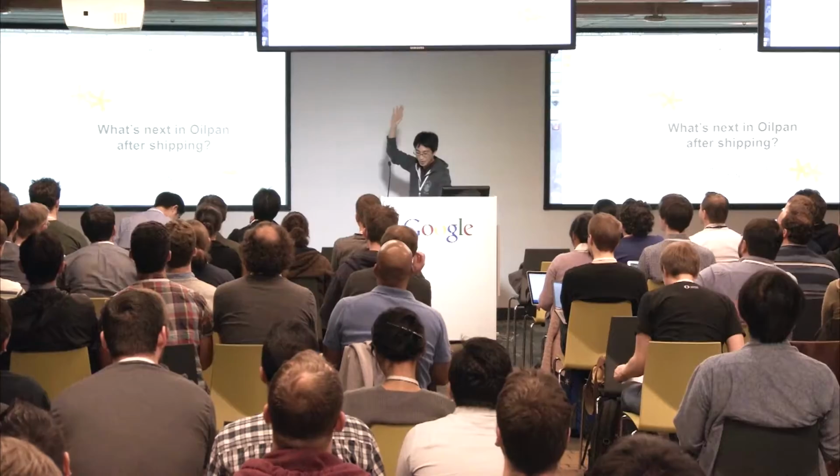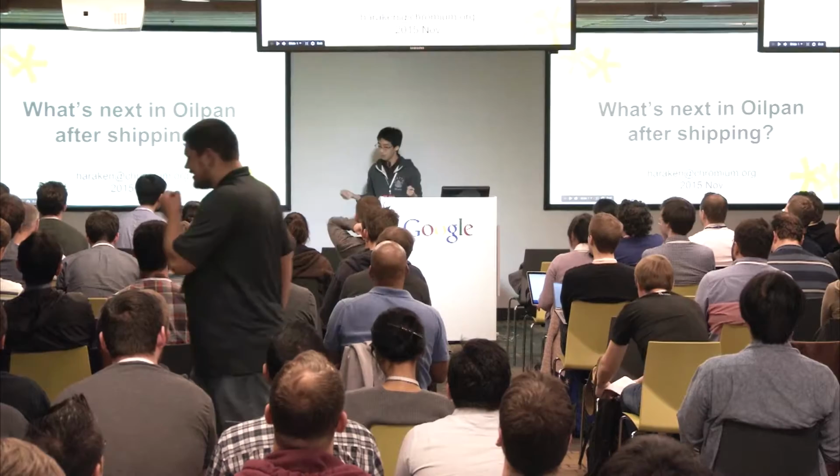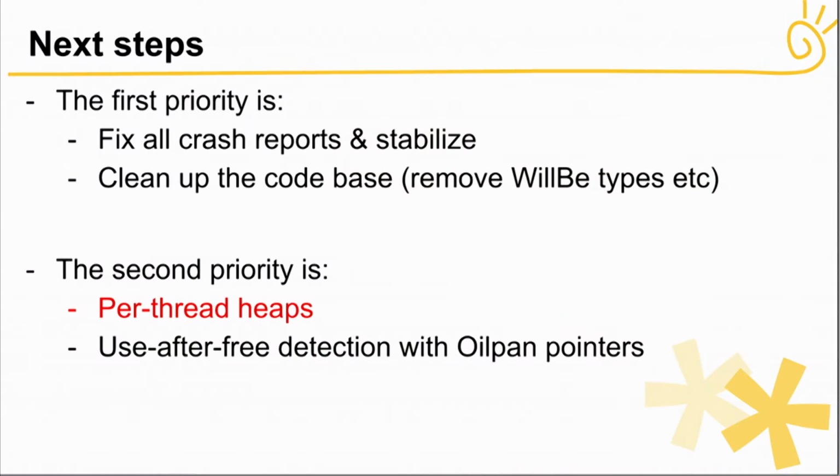Yes, sorry, I'll start this. So what's next in Oilpan? After shipping, Oilpan is now in the launching zone, so yay. What's next after shipping? Of course, the first priority is to fix all crash reports and stabilize. We are going to ship Oilpan for a limited number of users on Canary builds only on Wednesday. We are going to collect crash reports, fix them and stabilize. And after that, we want to clean up the code base and finally remove all will-be types.